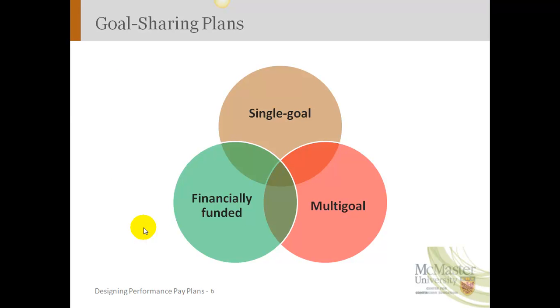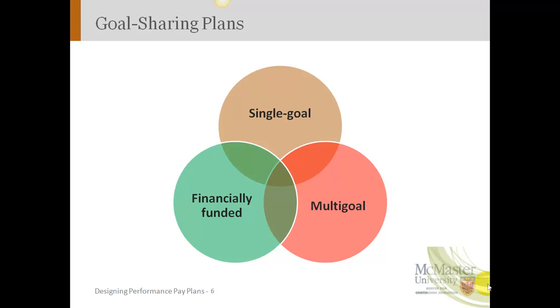Okay, now we're going to move on to goal sharing plans. And goal sharing plans are kind of like gain sharing to an extent. The difference between goal sharing plans and gain sharing plans is, in essence, a goal sharing plan works when there are work groups or teams that will receive a bonus when certain specified performance goals are met. So goal sharing is a little bit different from gain sharing in several ways.